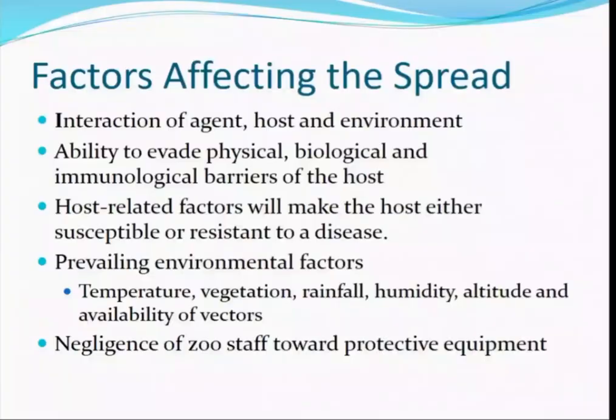But these mechanisms are not present in other incidental hosts like human beings, and when these viruses spill over from the reservoir bats to humans, we will not have such resistance, and we are naturally more susceptible to such infection, and that disease can manifest in us. So that is why there are many host-related factors that will make the host either susceptible or resistant to a disease.